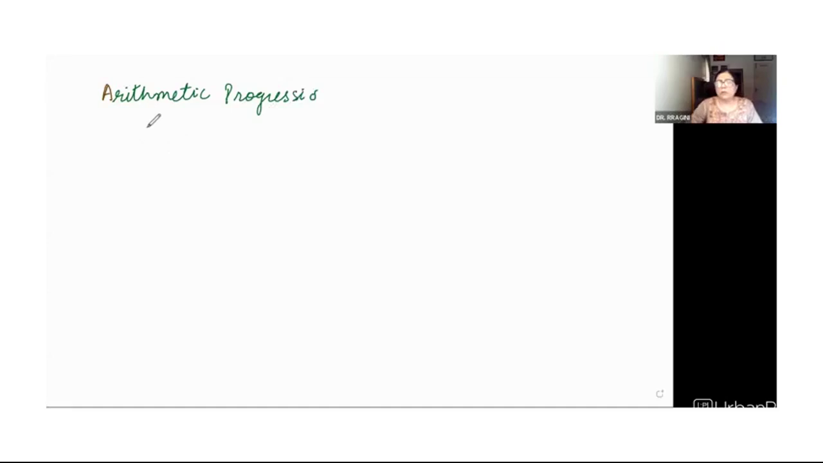Even before AP, you should know what a progression is. A progression, or a sequence, is a set of numbers written with commas in between, and they follow a particular pattern. Like if I give you an is equal to 3n minus 1. Here, this small n denotes the number of the term. You must have learned this in class 10: an is the general term of any sequence, where n is the number of the term.